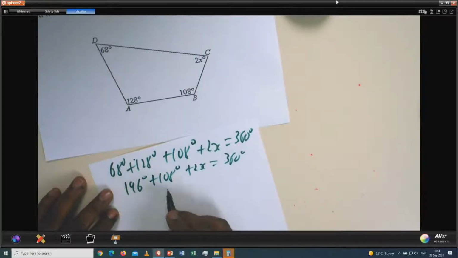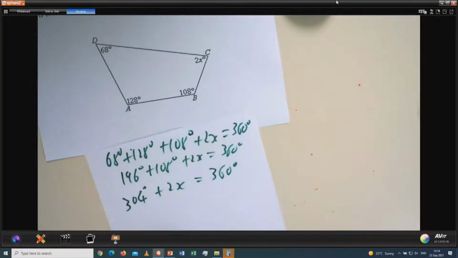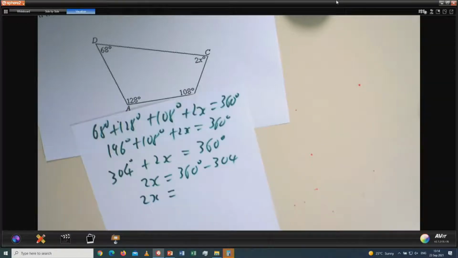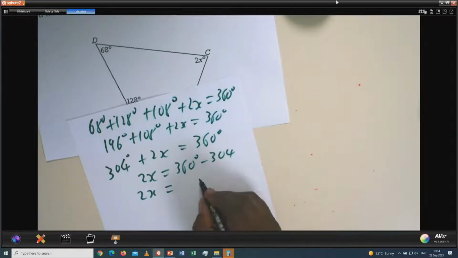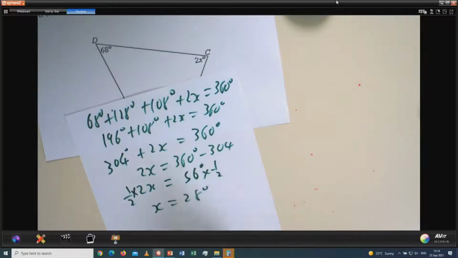8 plus 6 is 14, plus 10, plus 1 is 304 degrees, plus 2x equals 360 degrees. Therefore, 2x equals 360 degrees minus 304. Then what is your 2x equal to? 10 minus 4 is 6, 5 minus 0 is 5. Therefore, 2x equals 56. Your inverse again, both sides. Therefore, your x will be 28 degrees.